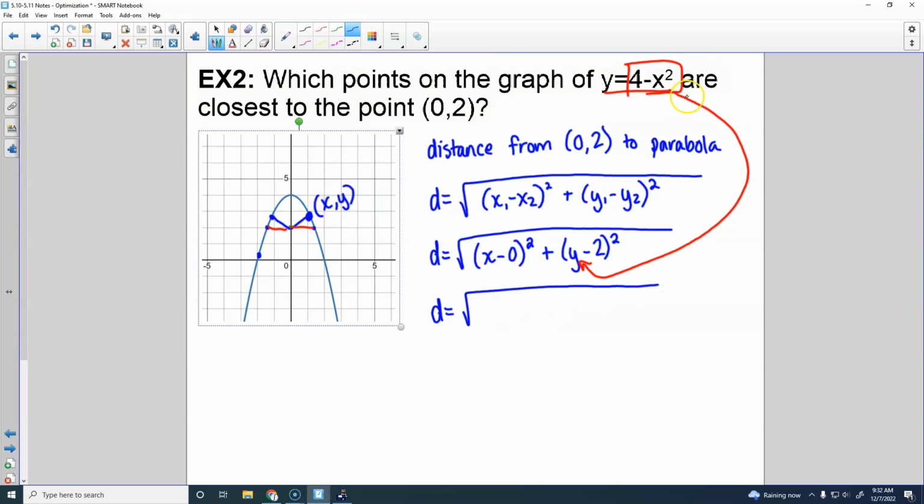And we can do that because this point (x, y) is on the graph, and so if it is on the graph, the y has to equal 4 minus x squared. So this is just going to be the square root of x squared plus (4 minus x squared minus 2) squared. So that is going to be the square root of x squared plus (2 minus x squared) squared. All right, so this is what we need. We need to find the minimum of this.